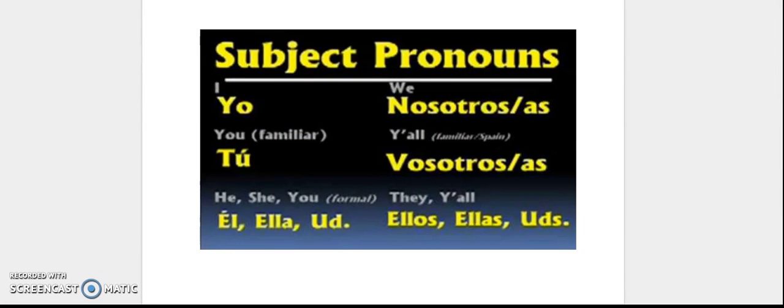So right now I'm going to be teaching the best way to learn Spanish. So starting right now, you're going to want to know the subject pronoun box, because that's really what Spanish revolves around. So yo, tú, él, ella, and usted are in the singular spots. Nosotros, vosotros, ellos, ellas, and ustedes are in the plural spots.